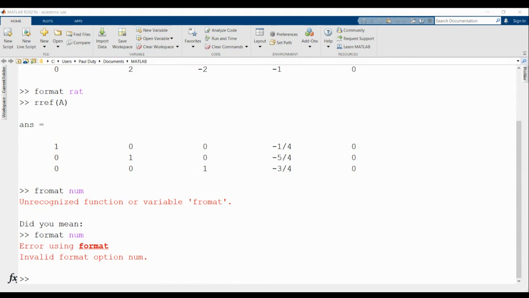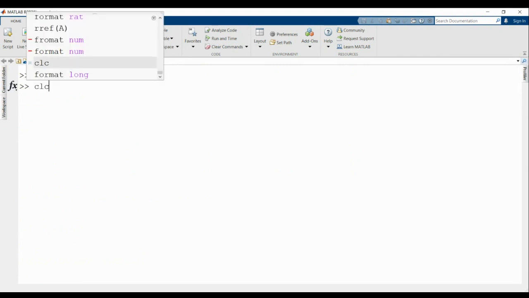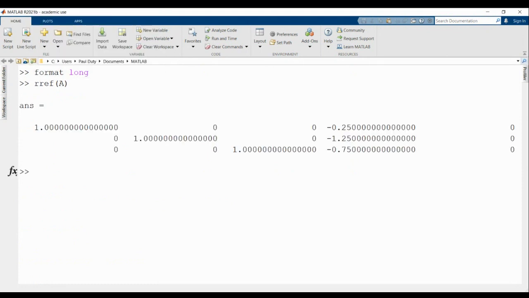Yeah, so let me do CLC, that clears the screen. If I did format long, for instance, I don't know if you've heard of that. And then I can use my arrow key to get back previous commands that I did. And I do RREF of A. See that? Gives me lots of decimals. How many have heard of format long? You can have format short, format long.